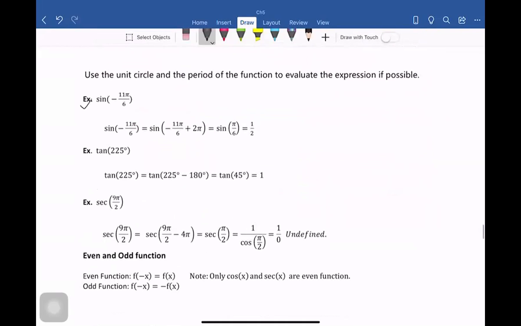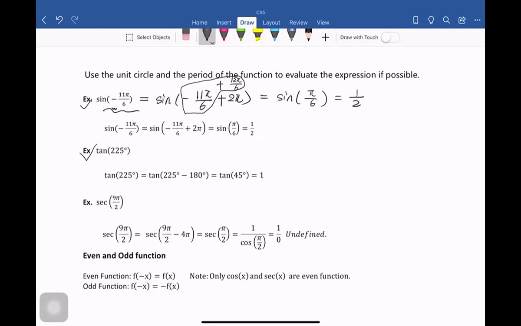The first example, sine of negative 11 pi over 6. Because this is a negative angle, and we don't like to compute negative angles, we can make it into a small positive angle. If I add one period, it's still equal. 2 pi is 12 pi over 6. So the result is sine of pi over 6, that's 1/2.